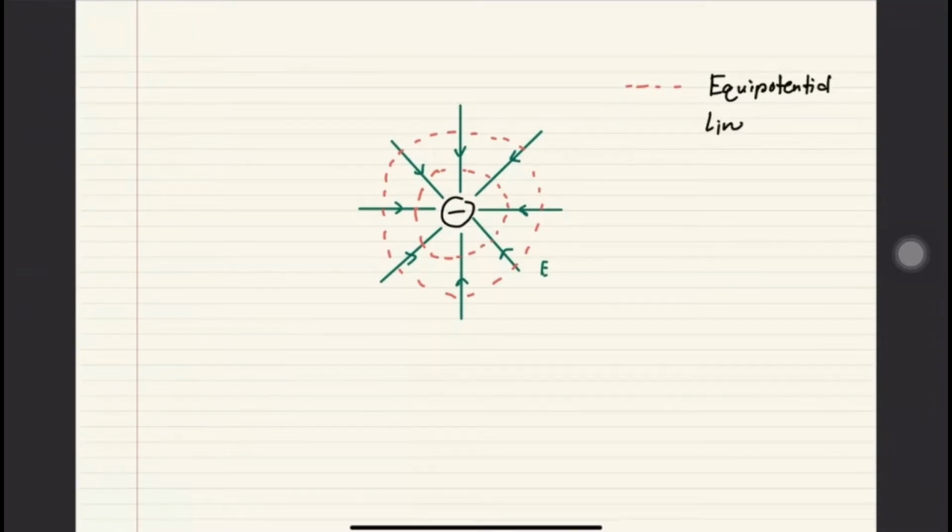What does equipotential line mean? On this one line, the potential is equal. So that means here, VA and VB, as long as they are on the same line, even on the other side, VA is equal to VB. But if it jumps to VC, then you have a different potential. It needs to be 90 degrees to the electric field.